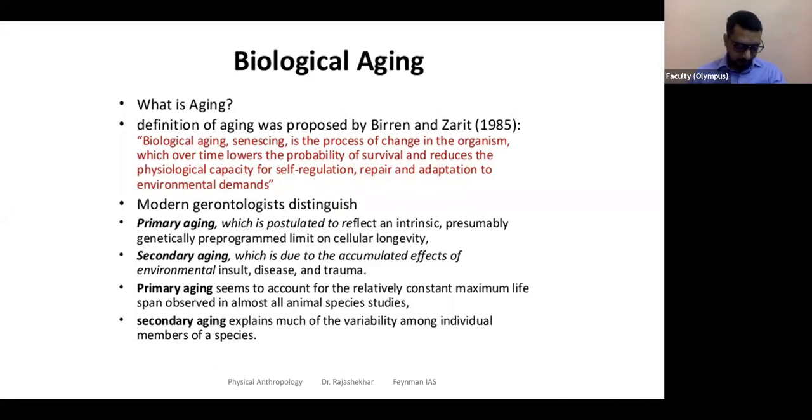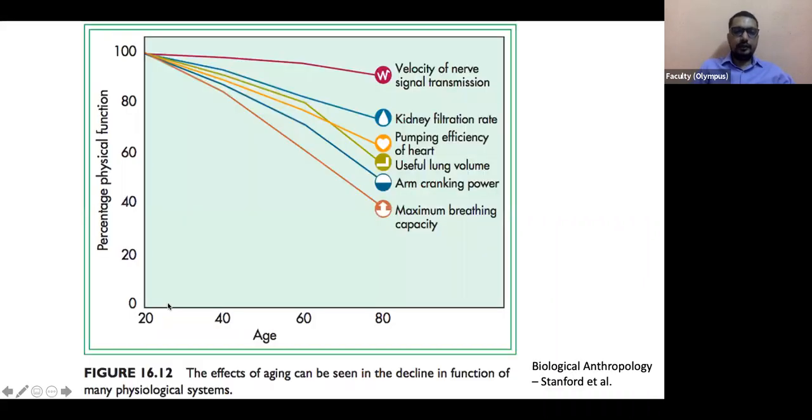Next, we'll talk about the processes that take place during aging. So we defined aging, we talked about types of aging, definitions of aging. Now we're going to talk about what changes happen with aging.